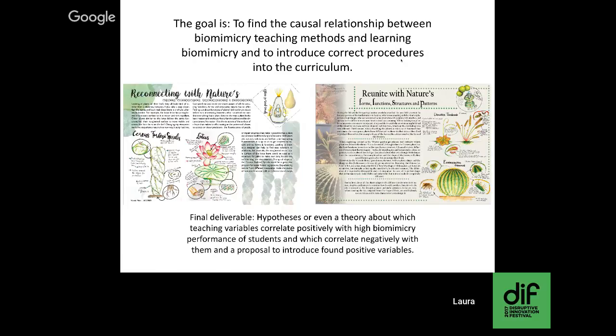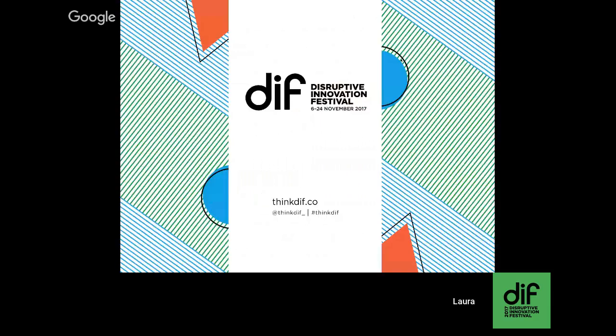And finally, I'd like to come up with a hypothesis or a theory about which teaching variables correlate positively, so which were effective for students, and which correlate negatively, so that I can make a proposal to introduce them into new curricula. And if that is industrial design engineering, or for the built environment to solve the urban heat islands or the water problems that we're having more and more, that's fine. But I have seen how well the potential is for biomimicry, and so I'm really curious as to see if anybody has any questions.